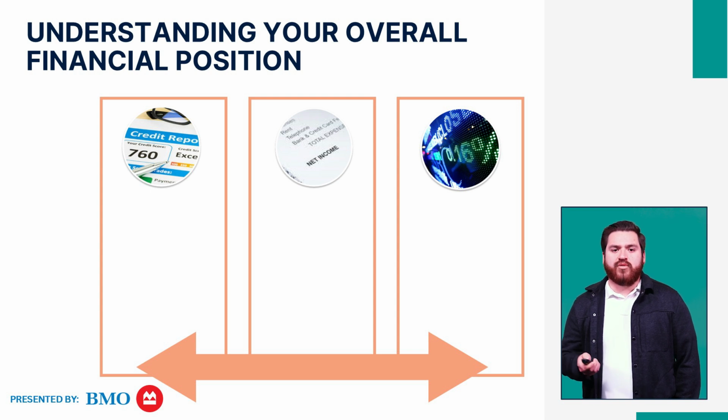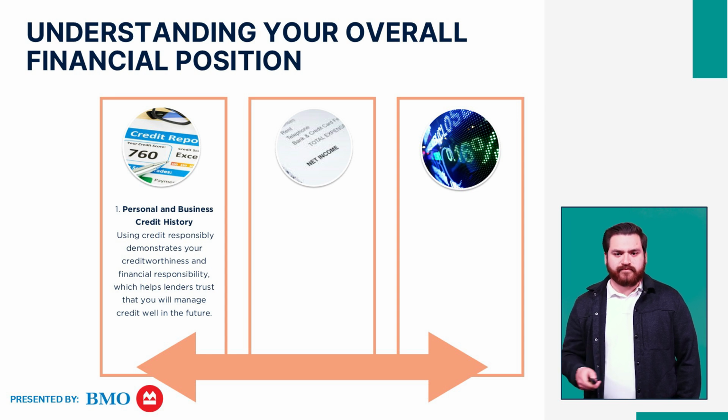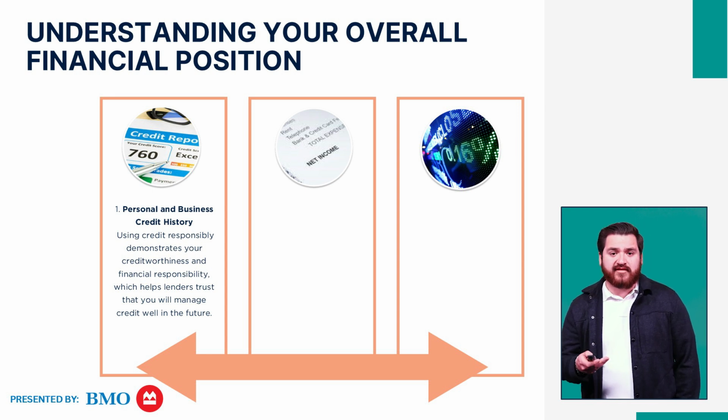When we are seeking financial support, it is important to consider three key concepts that influence your financial position. The first one is your personal and business credit history. Almost all lenders will ask to see your credit report as a way to establish your character and determine the risk involved with the specific loan. By using your credit responsibly, you can demonstrate your creditworthiness and financial responsibility, which will help your lenders feel more confident in lending you money. Things like paying off bills on time and keeping your revolving credit utilization low can strengthen your credit report.